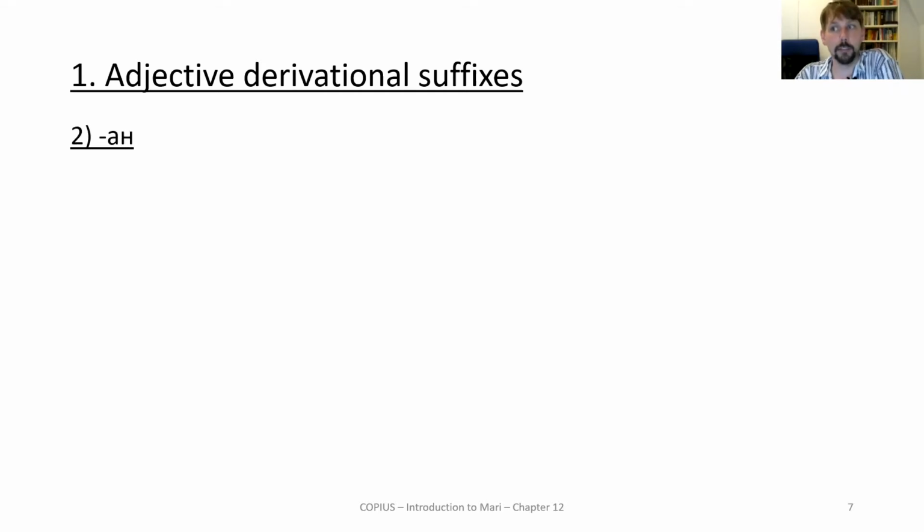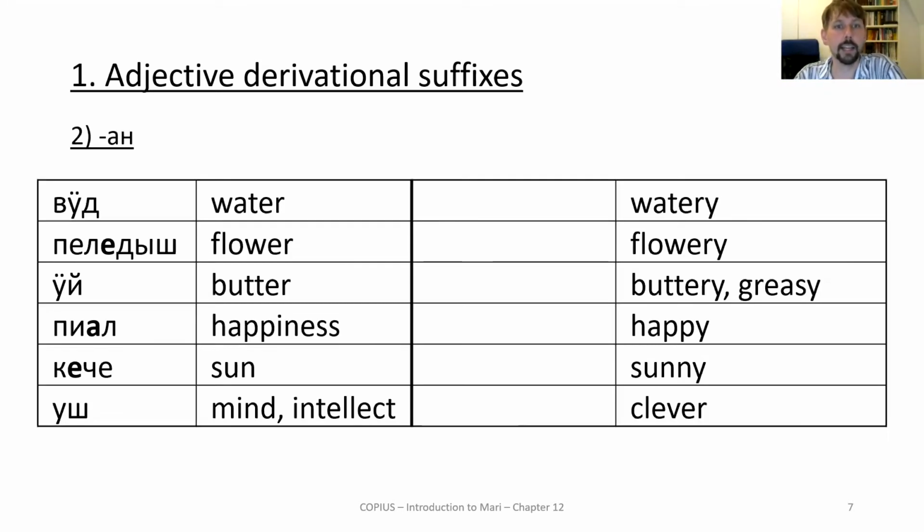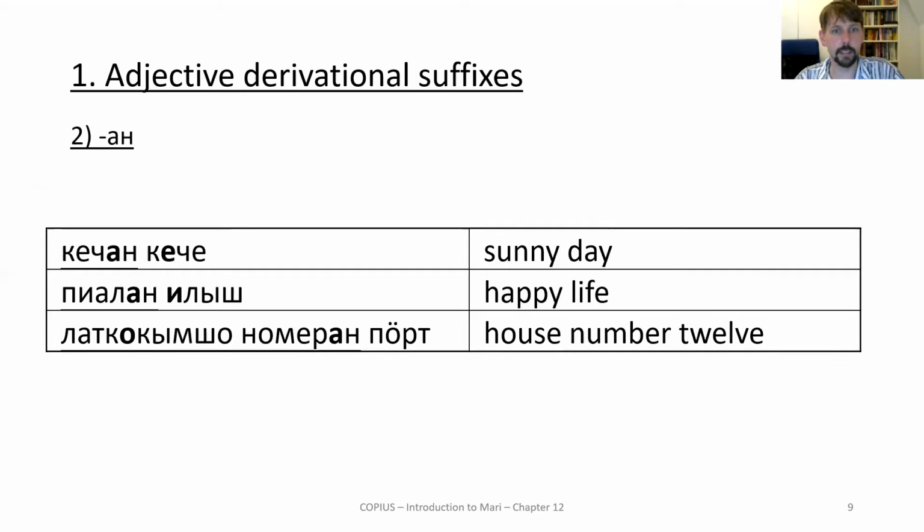Then we have the adjectival derivational suffix -an, which we already met. This creates possessive adjectives, adjectives denoting that something has something, like vud, water, vudan, watery. And as we've discussed already, it's somewhat comparable to English -y, but it is more widely used. Like if we have lat kokkensche numeran pert, the number 12 house, the house with the number 12. Ironically, I can use -y in English like this too, just you wouldn't.